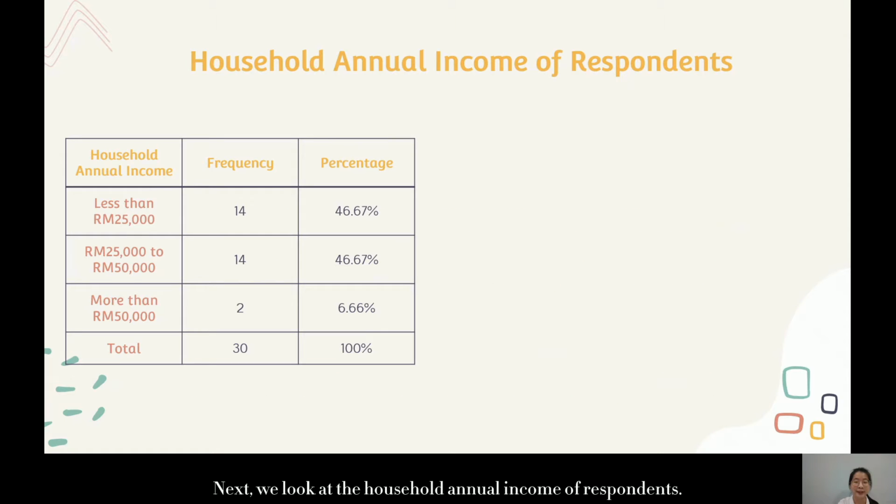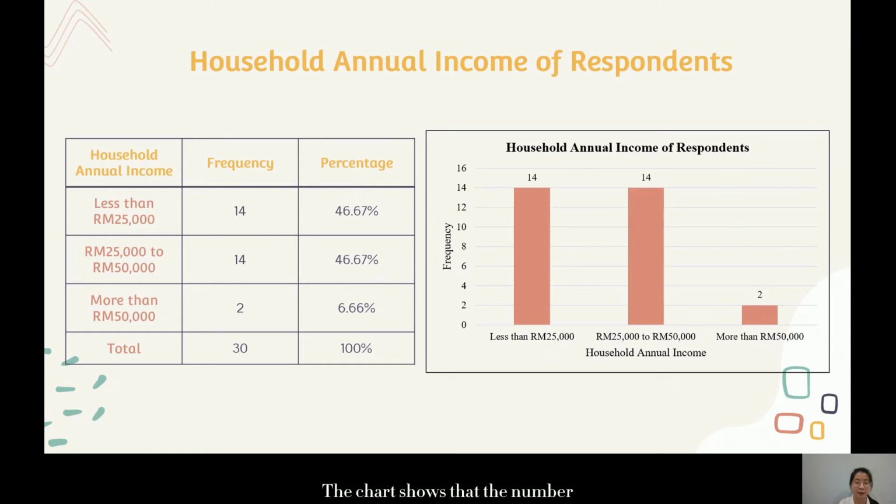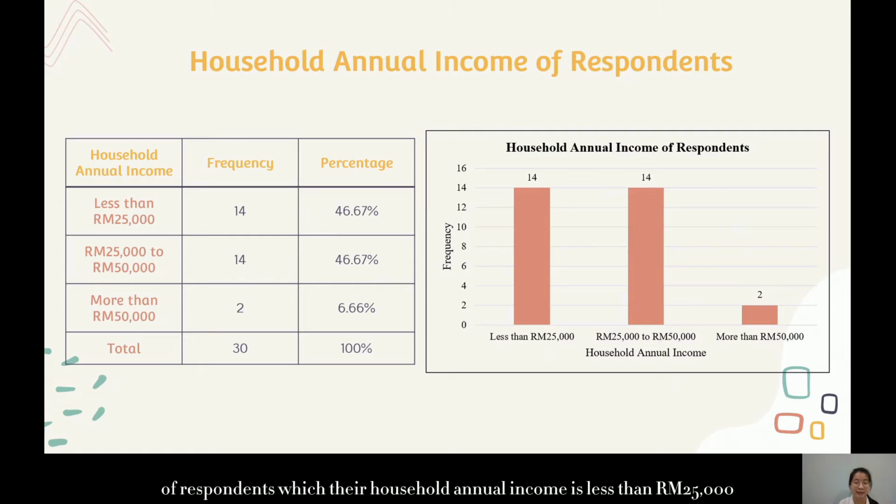Next, we look at the household annual income of the respondent. The chart shows that the number of respondents which their household annual income is less than 25,000 ringgit Malaysia and 25,000 ringgit Malaysia to 50,000 ringgit Malaysia are the same, which is 14 respondents respectively and also 46.67% of 30 respondents respectively. While the rest, which is 2 respondents or 6.66%, is the respondents that have the annual income more than 50,000 ringgit Malaysia.